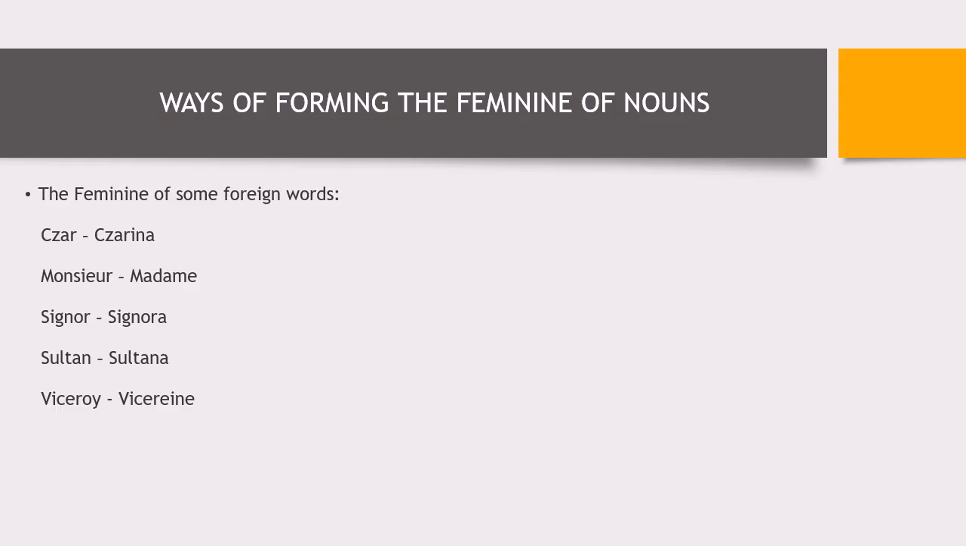Ways of forming the feminine of nouns. The feminine of some foreign words: Tsar, tsarine. Monsieur, madame. Senior, signora. Sultan, sultana. Viceroy, vicereine.